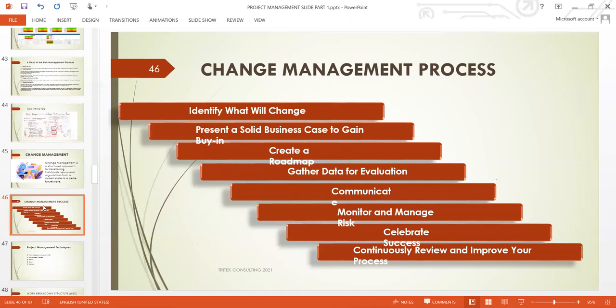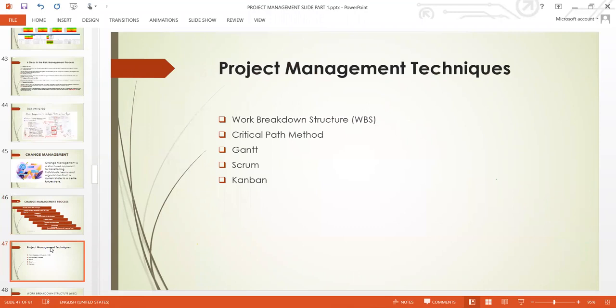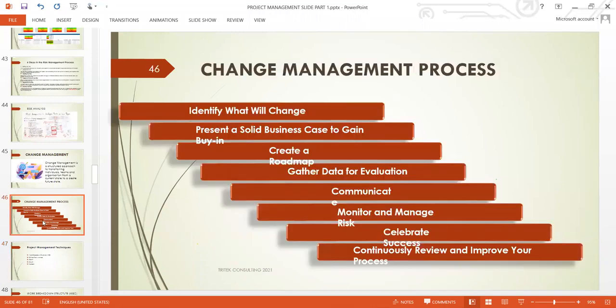So that is all about change management, and that is what we have for this night. We have 5 minutes remaining officially, but I'm going to stop here for tonight. Next time, we're going to look at project management techniques, which are work breakdown structure, critical path method, Gantt, Scrum, and Kanban. These are what we are going to look at next. But for tonight, we are stopping at change management.